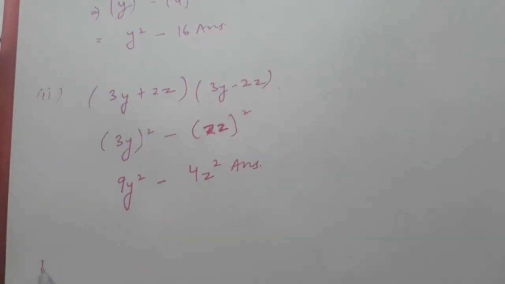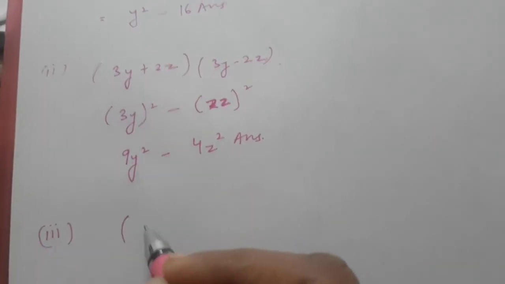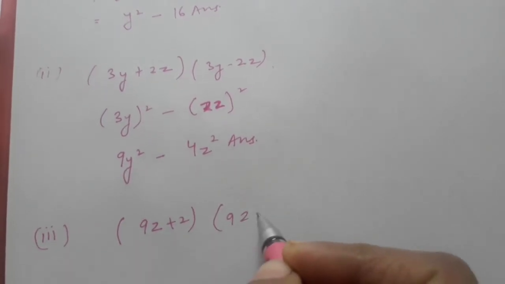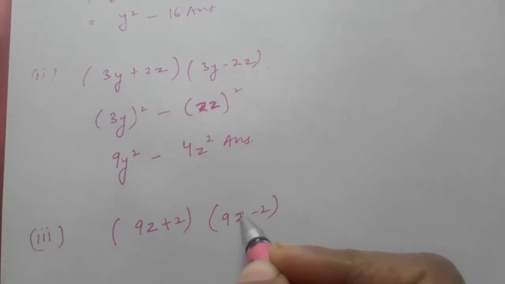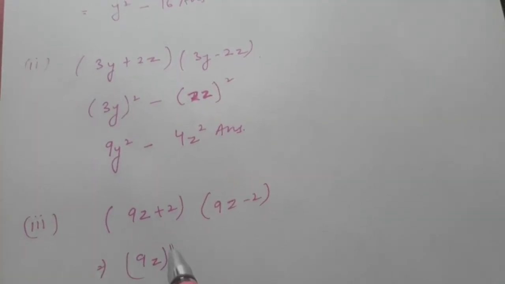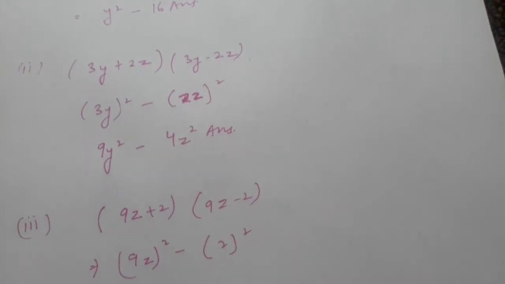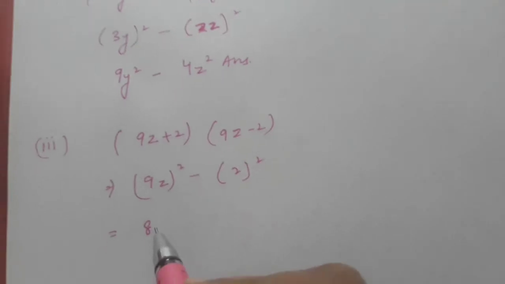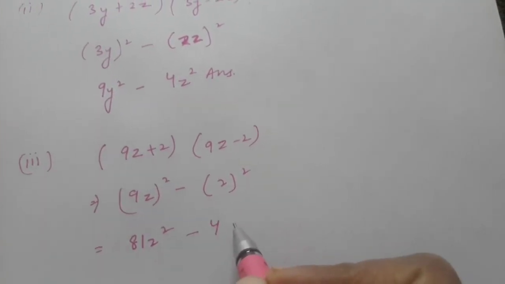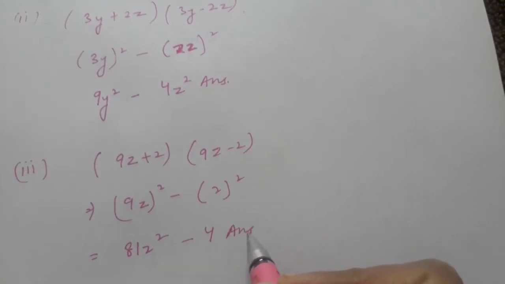Now come to the third part. Third part is 9z plus 2 and 9z minus 2. So a square, that is (9z) square, minus b square, that is 2 square. So (9z) square would become 81z square and 2 square would become 4, which is our answer.